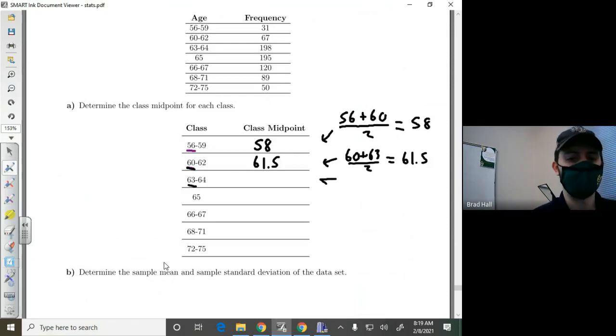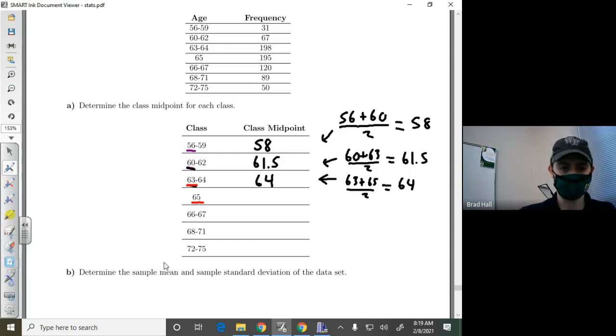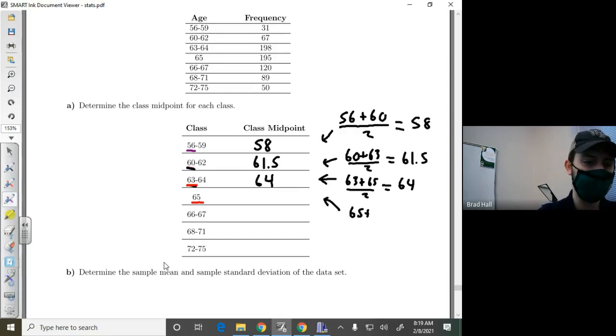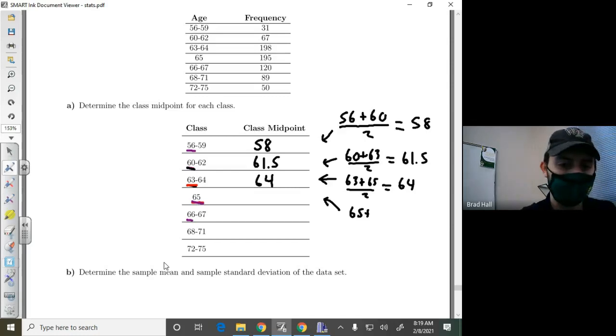And then what about the next one? So the next row would be the average between the lower class limits, but there's just a 65 by itself. Well, that just means it's the lower class limit and the higher class limit. So we can use 65. We're going to treat it as if it were the lower class limit. So that would be 63 plus 65 divided by 2. That's 64. And then, of course, the next one is going to be 65 plus 66. And we can just go from there.